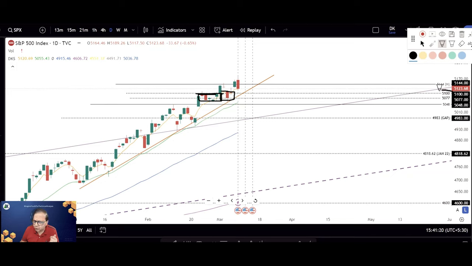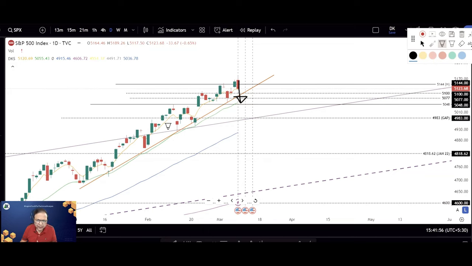So 5077 to 5100 is the intervening support, but the major support exists at 5048 because the price got rejected over here and there is an intervention of EMA 21. Even if the mean reversion takes place, price is likely to take support at EMA 21. But if the price gives a breakdown of this trend line, which up till now is acting as a dynamic support, then there can be a little deeper correction.